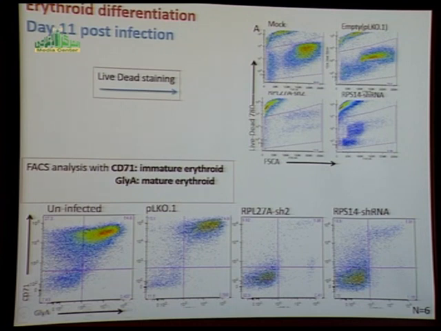We can see that in the mock, the uninfected cells, or the cells infected with the control, the differentiation is going well and the majority of the cells go to maturation. But with the RPL27A knockdown or the other positive control, the majority of the cells are not differentiated properly or don't undergo erythroid differentiation, which means that this knockdown is affecting the erythropoiesis process.